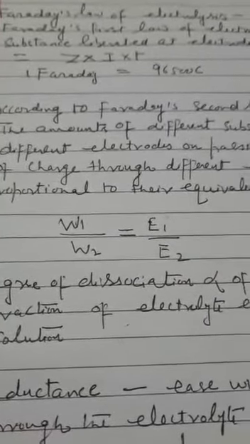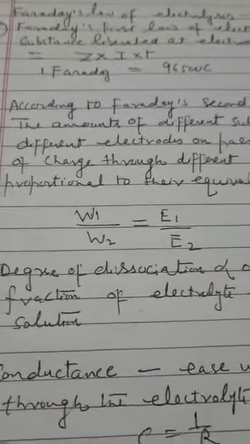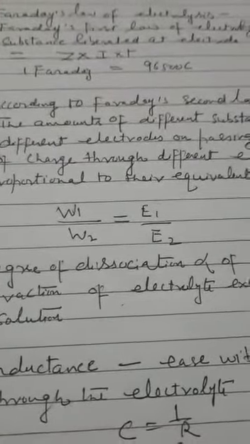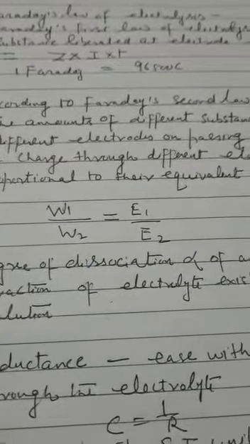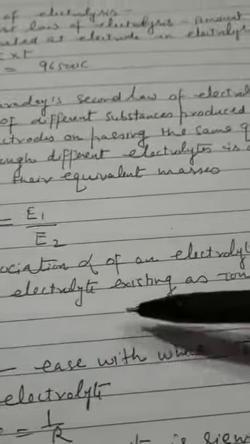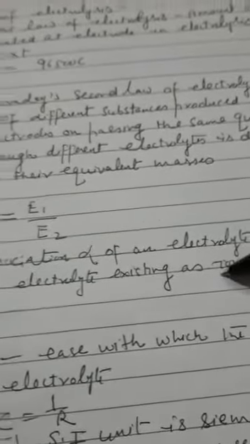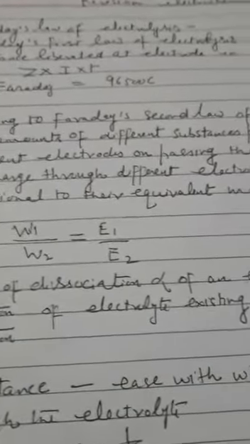Then the degree of dissociation, it is given by alpha. It is that fraction of electrolyte existing as ions in the solution. Alpha is equal to lambda m upon lambda m naught. You know this relation very well.